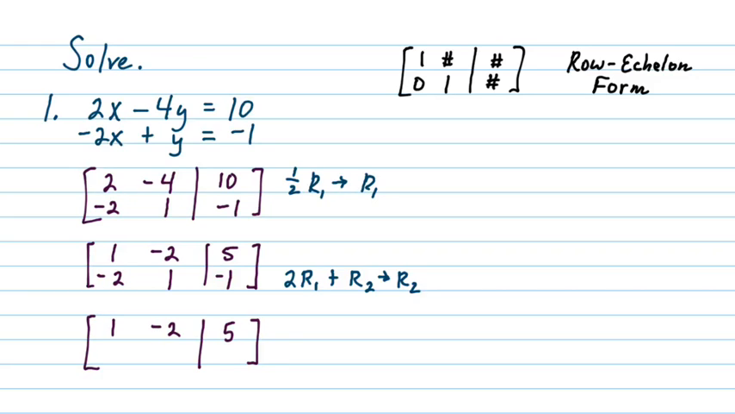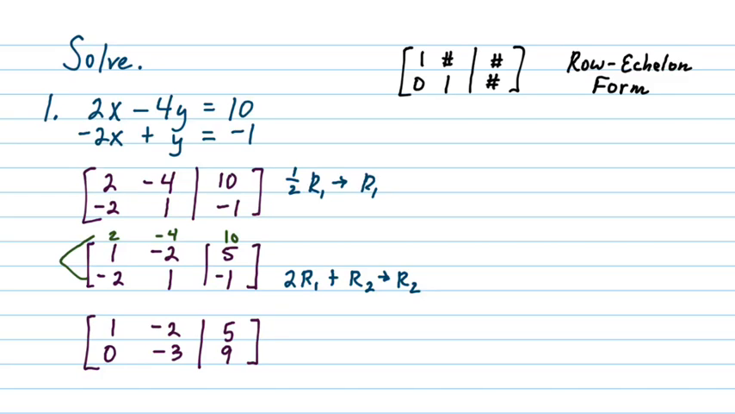I don't want to mess with the first row. Let's multiply each of the first row elements by 2. So 2 times 1 is 2, 2 times -2 is -4, and 2 times 5 is 10. And now we're going to add these numbers to the numbers in the second row. So 2 and -2 is 0, -4 and 1 is -3, and 10 and -1 gives you 9.